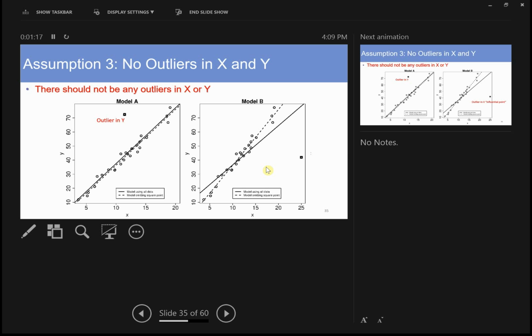It's always a good thing to do when you have outliers. Run the analysis with and without. So without this point here, they got this line. When they added the point, what did the line do? It moved up, right, towards this point, okay?